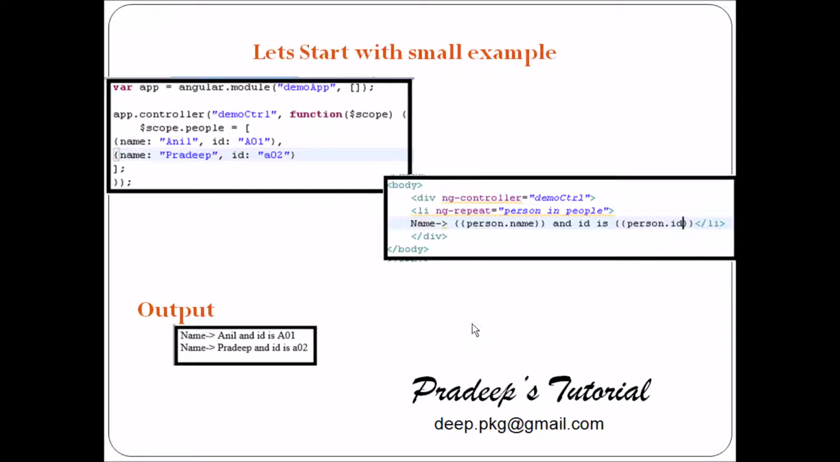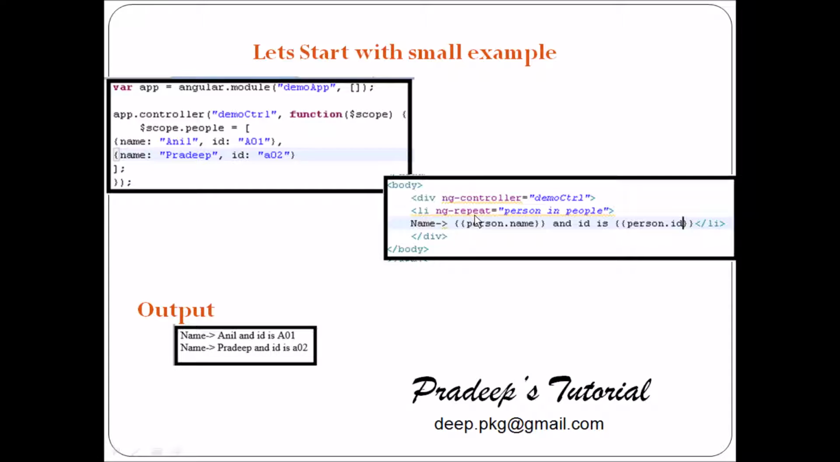So this is a simple example where we have an object people and we have two names, Anil and Pradeep. ng-repeat is to iterate an array of objects. So here we have two objects. For ng-repeat, we have to use it like this: person in people. We have to use the alias, so one by one value will be inserted in the person. So what is happening? We want this output.